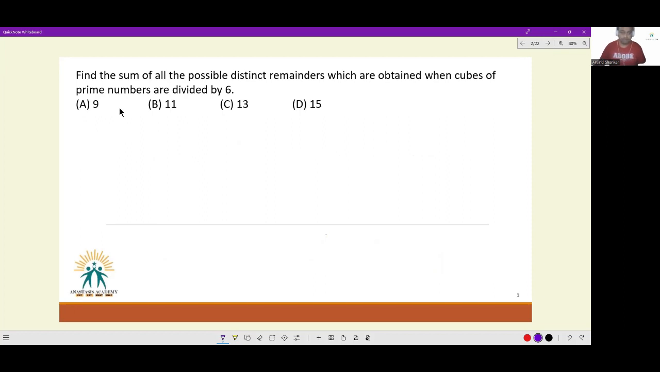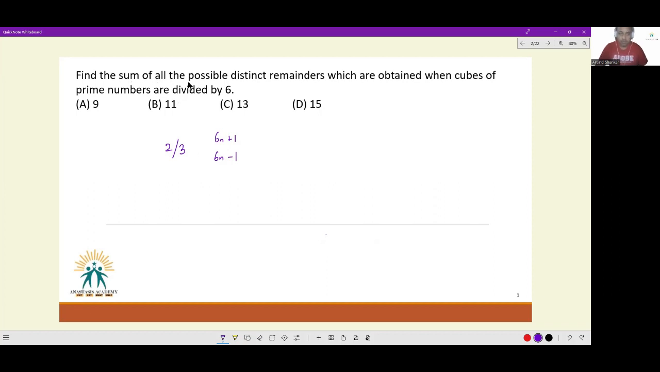Question number one: find the sum of all possible distinct remainders which are obtained when cubes of prime numbers are divided by 6. Now see, for prime numbers, one faulty line that people think of is that all prime numbers can be written as 6n plus 1 or 6n minus 1. But this is for all prime numbers apart from 2 and 3.